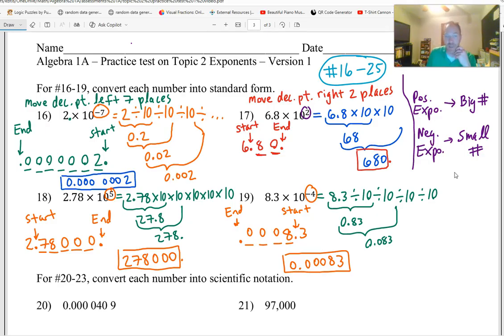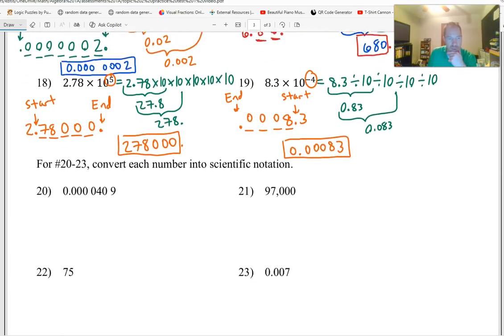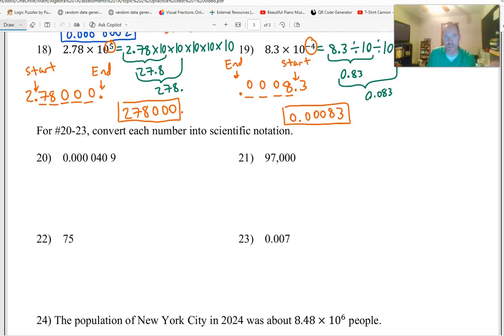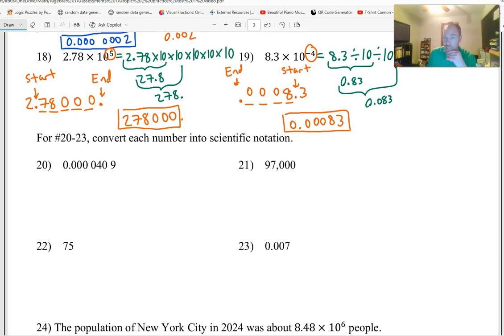Whereas if you have a negative exponent, like number 16, -7 was our exponent. Number 19, -4 was our exponent. Your standard form is going to be a small number, less than 1. So number 16 was 0 point something, 0 point all those zeros and a 2. Number 19, 0.00083. Those are small numbers. So if that helps you too, I don't necessarily recommend you memorize left and right movements, but positive exponent gives you a big number, negative exponent gives you a small number. Okay. All right, well, let's see what we can do here with 20 through 23. Now we're going the opposite direction. We're going to start with standard form, a regular plain number, and then we're going to convert into scientific notation.